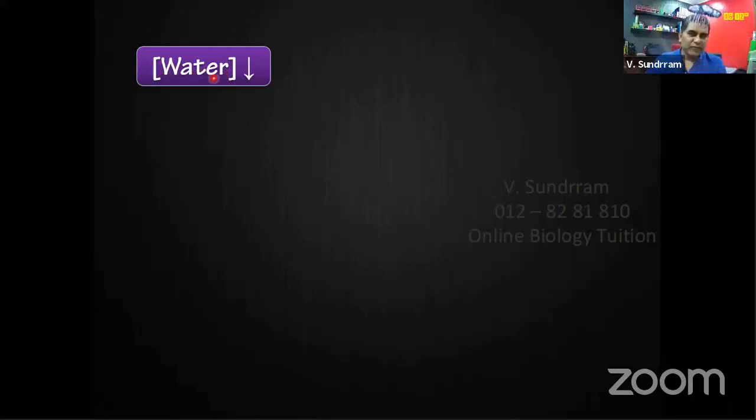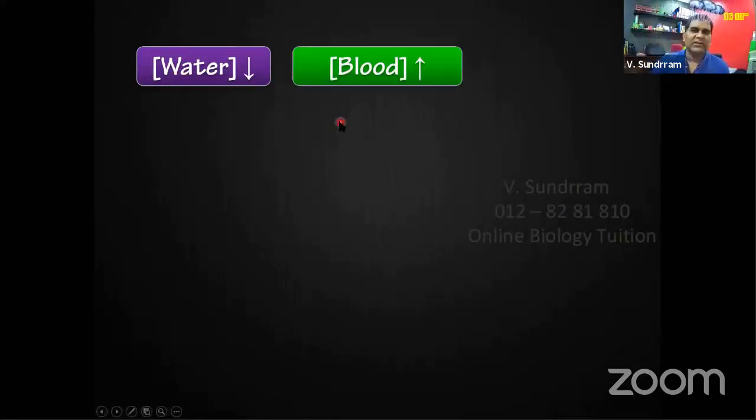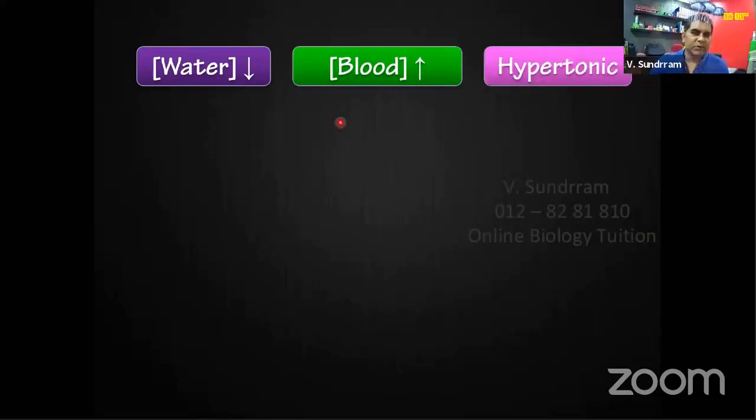If your blood concentration of water is lower, kalau dalam darah kepekatan air rendah, blood concentration increase. Blood become hypotonic. If your blood don't have enough water, blood concentration increase, blood become hypotonic.